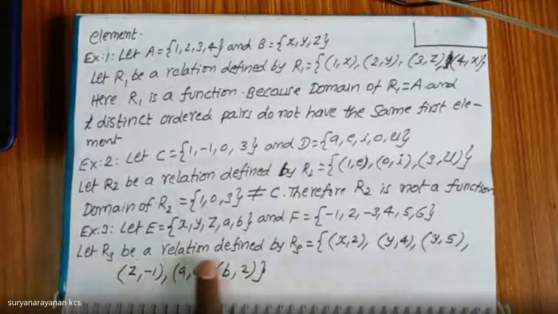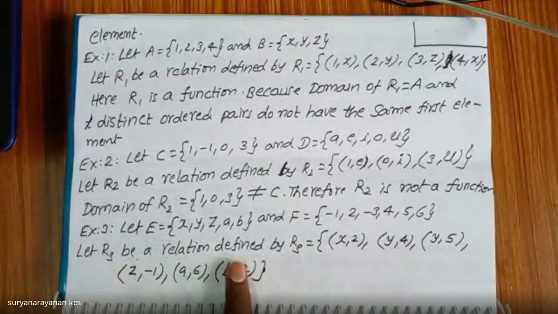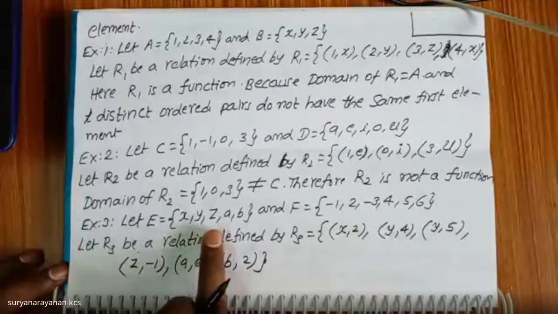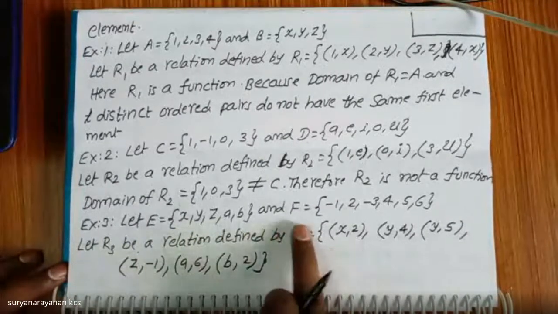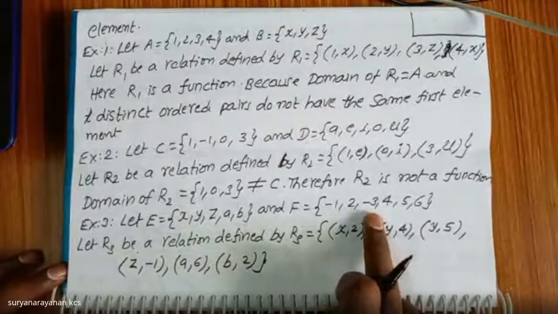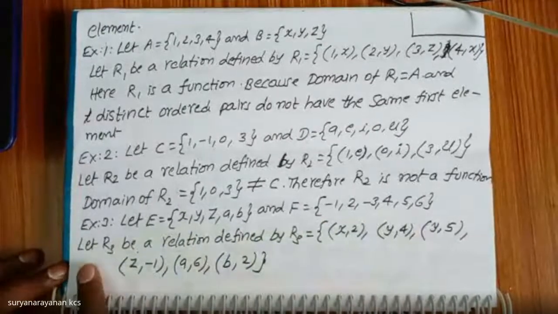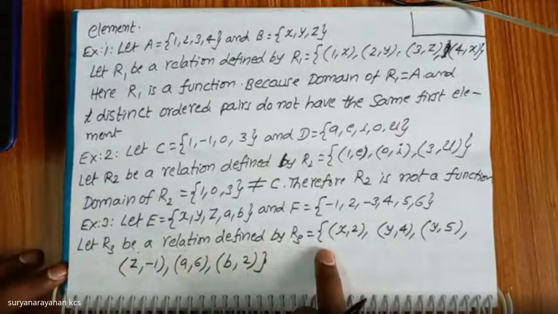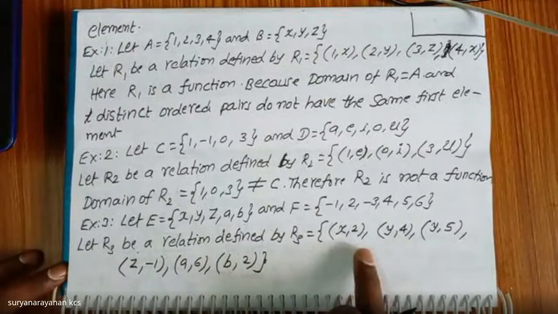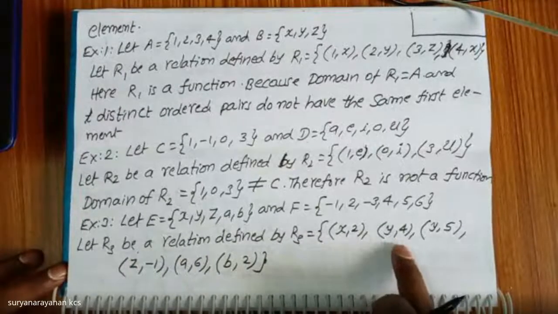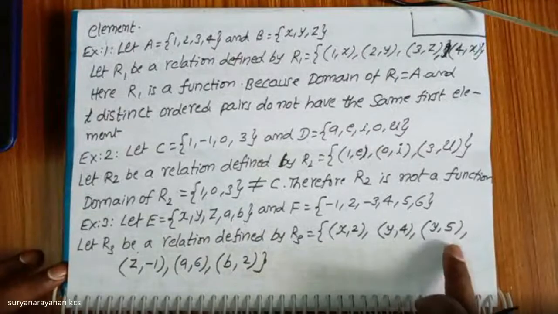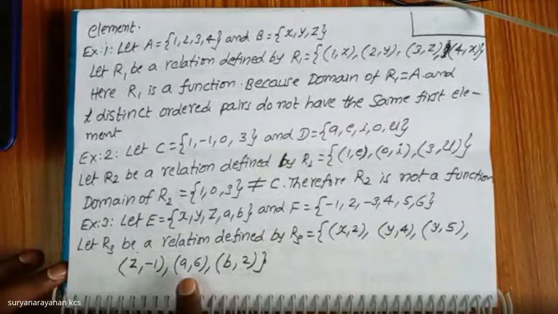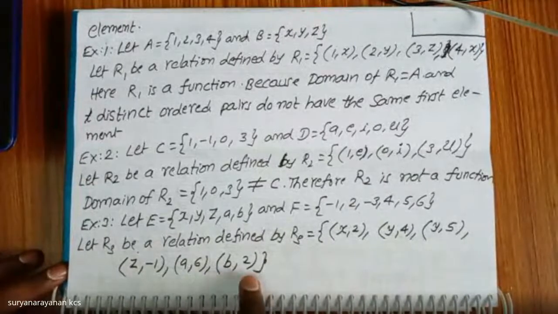Now observe this example 3, my dear children. Let E = {x, y, z, a, b} and F = {-1, 2, -3, 4, 5, 6}. Let R3 be a relation defined by R3 = {(x, 2), (y, 4), (y, 5), (z, -1), (a, 6), (b, 2)}.